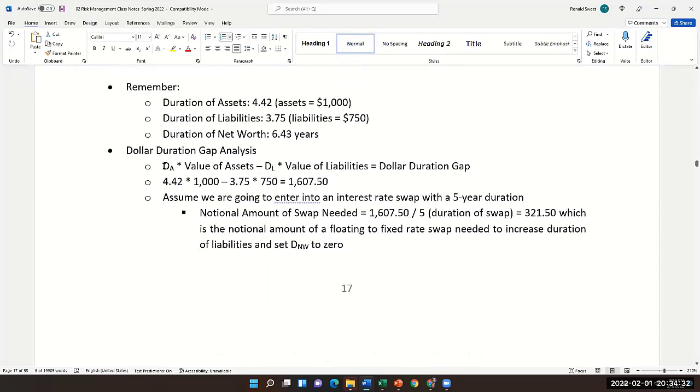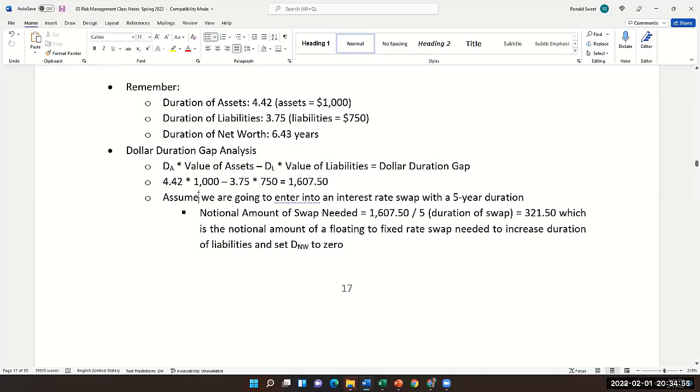Here's how it works. You take the duration of assets, 4.42, times the dollar amount of assets, $1 billion, minus the duration of liabilities, 3.75, times the dollar value of liabilities, 750. That gives you the dollar duration gap, 1,607.50.